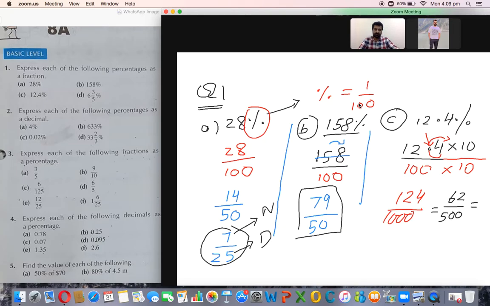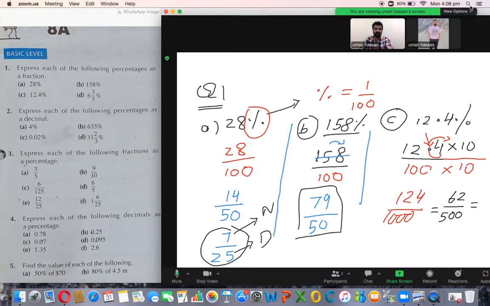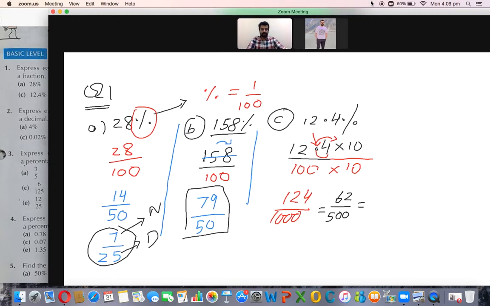Further simplification can be done in the same manner. 2 3 times 6, 2 1 times 2, and 2 250 times 500. 31 over 250 is a fraction in its simplest form. And then we should move to the next part.